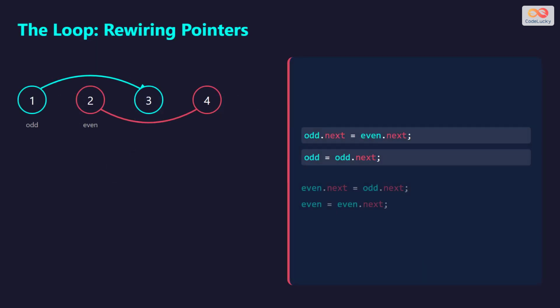Now we enter a loop. In every iteration, we change the next pointer of the odd node to skip the even node and point directly to the next odd node. Then, we move our odd pointer forward. This effectively stitches the odd nodes together.